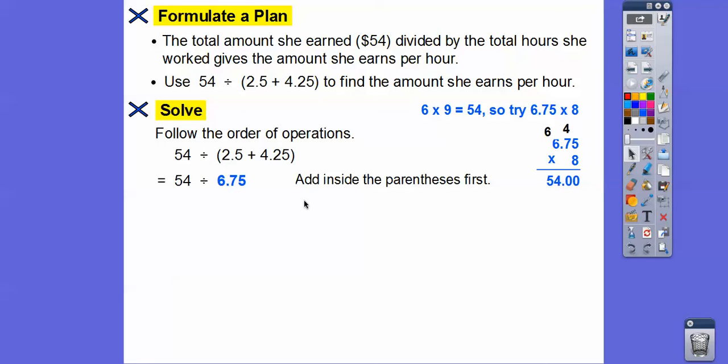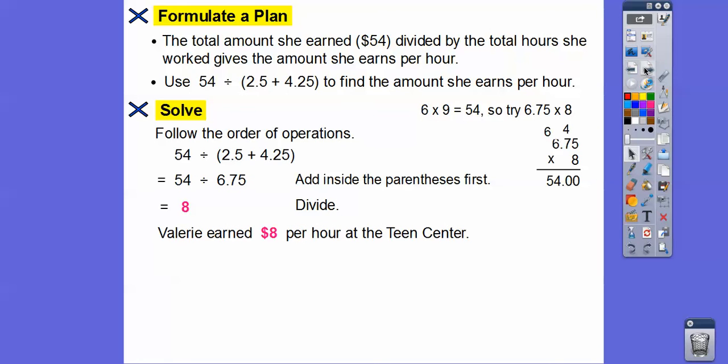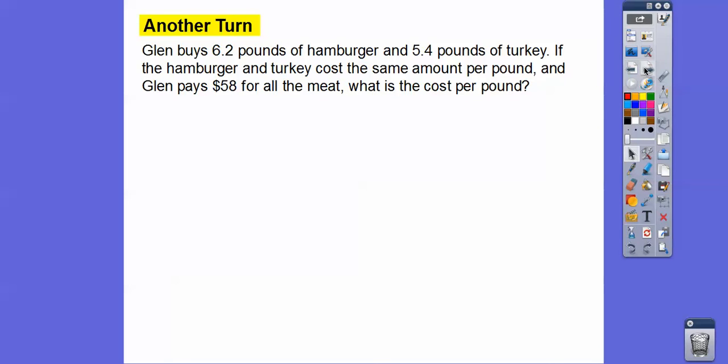So if it didn't work, then we'd do long division. 6.75 goes into 54, then we'd move this decimal over 2 places and then move the decimal here over 2 places, so we get 5,400. And we do it that way, but I'm skipping that one. I'm multiplying 6.75 times 8, and that gave us exactly 54. And if it didn't, we'd do long division, and I did that in the next one. You'll see. So anyways, we get $8. So Valerie earns $8 an hour at the teen center, okay?